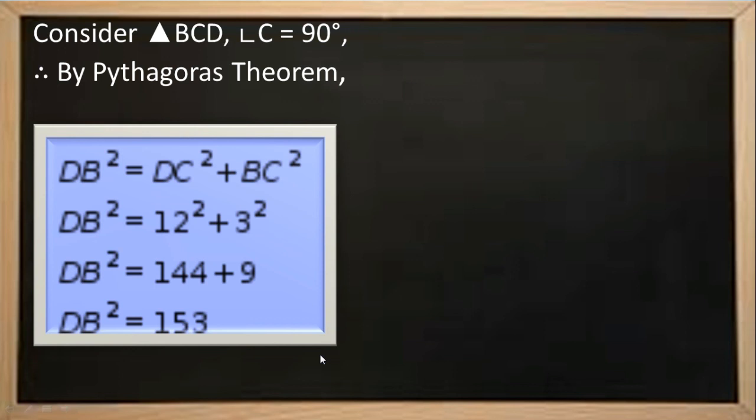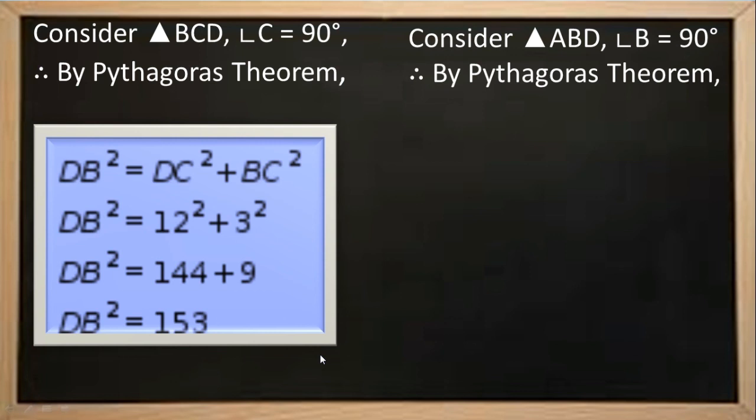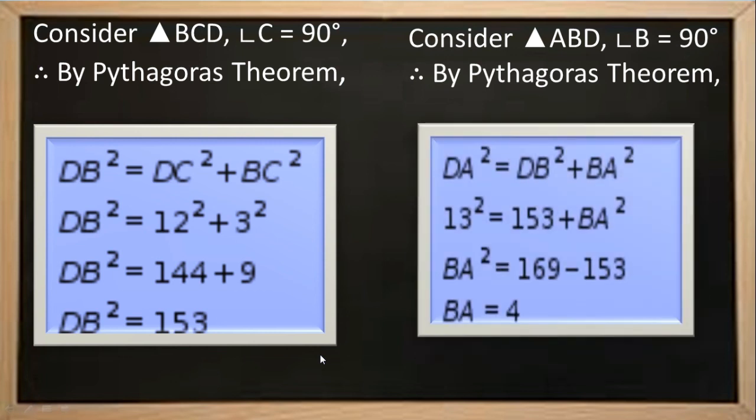So, in the first step, let us consider triangle BCD. Apply the Pythagoras theorem. BD square or DB square will be equal to 153. As in the question it is not asked to calculate DB, we can keep 153 as it is, because it is not a perfect square and its square root will give decimal values. So we can use this DB square as it is, keep the value as 153, consider the other triangle, apply the Pythagoras theorem, hence BA will be equal to 4 centimeters.